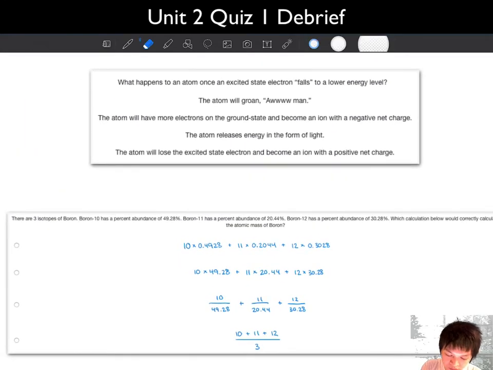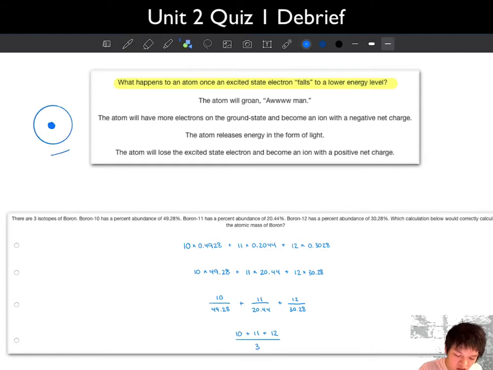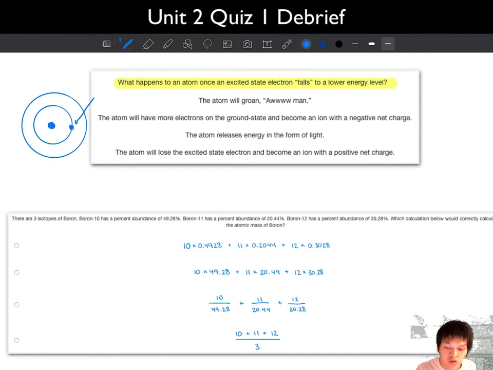What do we have here? What happens to an atom once an excited state electron falls to a lower energy level? This is how atoms interact with energy. So when an atom starts off, it has an electron that's at ground state. Okay, this is called a ground state electron. But when it absorbs energy, it jumps up to another energy level. It jumps up to the second energy level. Now it's an excited state electron. Well, that's how it absorbs energy.